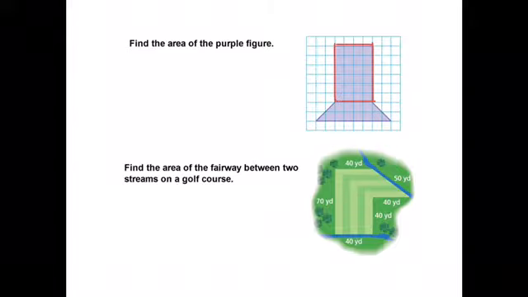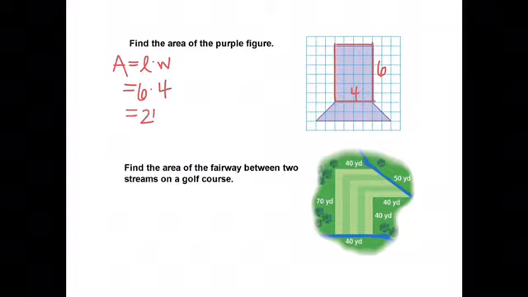So if I look at this rectangle, I know for the area of a rectangle I need the length, which in this case is 2, 4, 6. And I will also need the width, which in this case is 4. And so I can now find the area as length times width. 6 times 4 gives me 24.